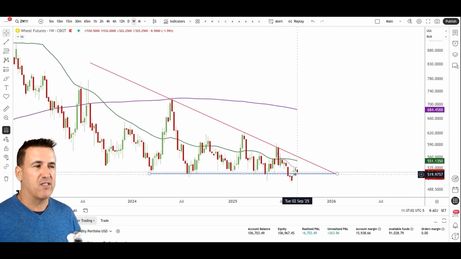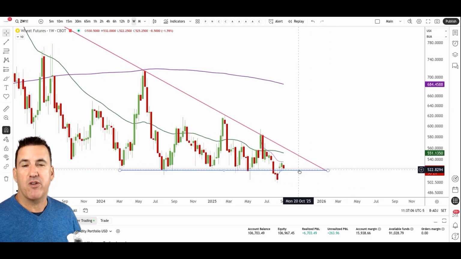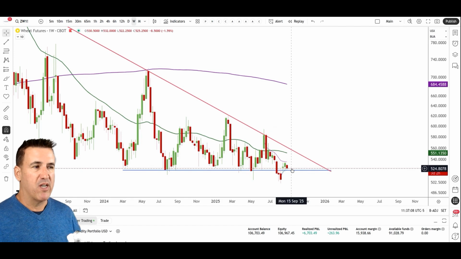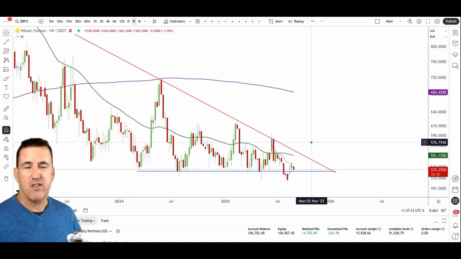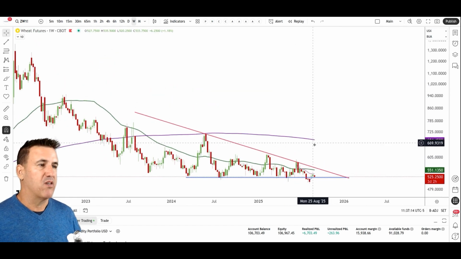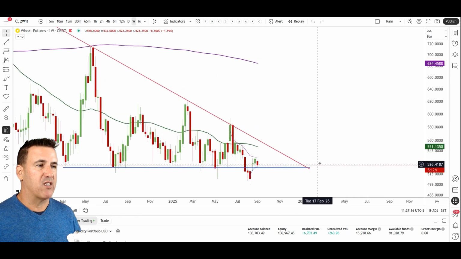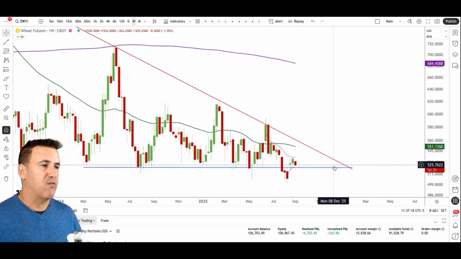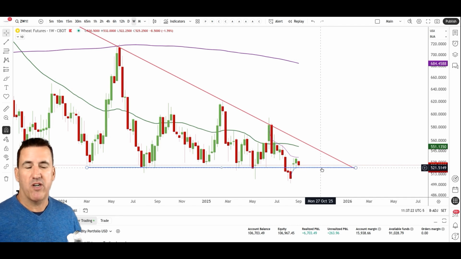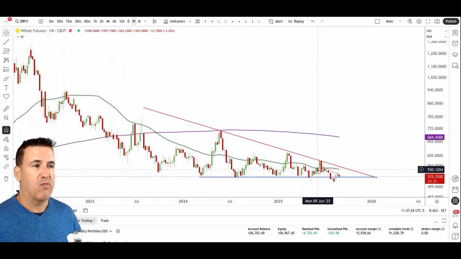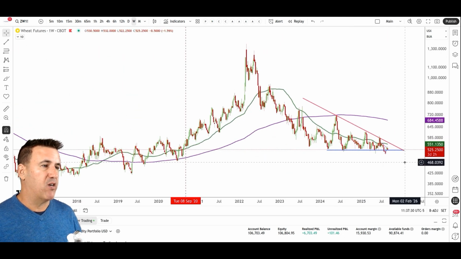So what that means is, instead of breaking down, the closer we get to the apex, the probability that we break out higher starts to increase, and that could happen. So we want to keep an eye on these levels here. This level here is right around that 520 level. So if we get below 520 in Chicago, again, a closing weekly price below there, then I am certainly going to become bearish again.